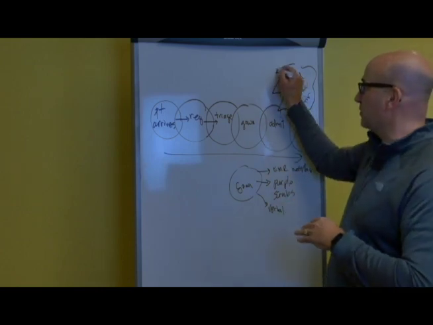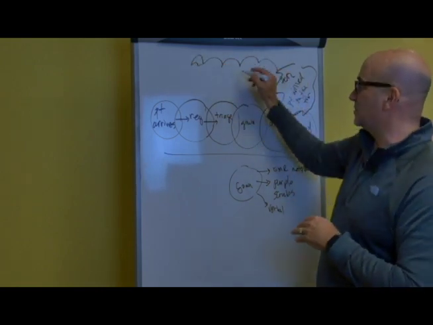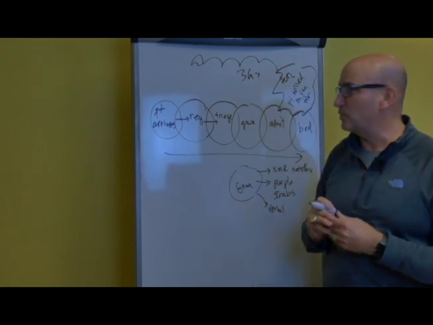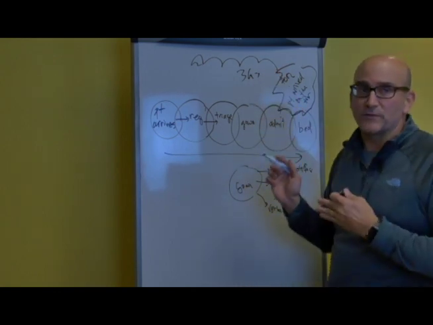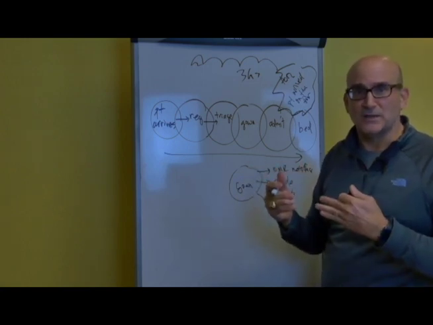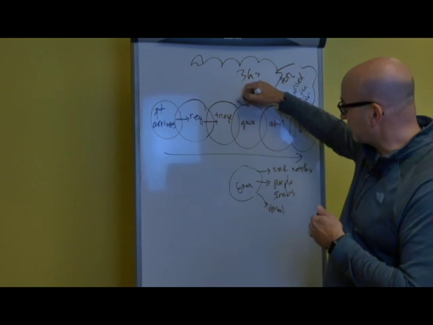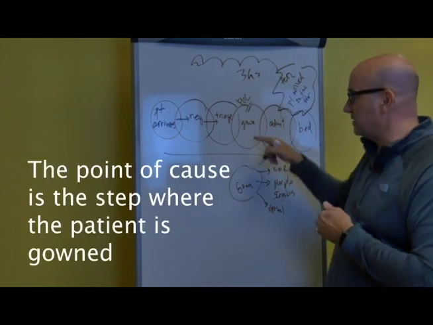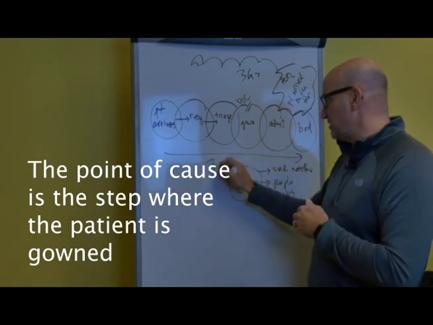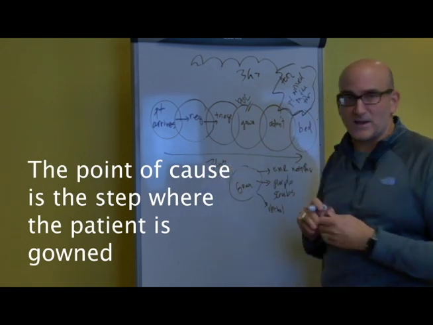As we say, you go upstream in the process using the 3 Gs: go and see, get the facts, and grasp the situation until you find the point of cause for the problem, or the step in the process where the problem originated. And in our case, that would be right here. The point of cause would be the gowning step in the process. And we can use the 3 Gs again, go and see, get the facts, to grasp the situation.